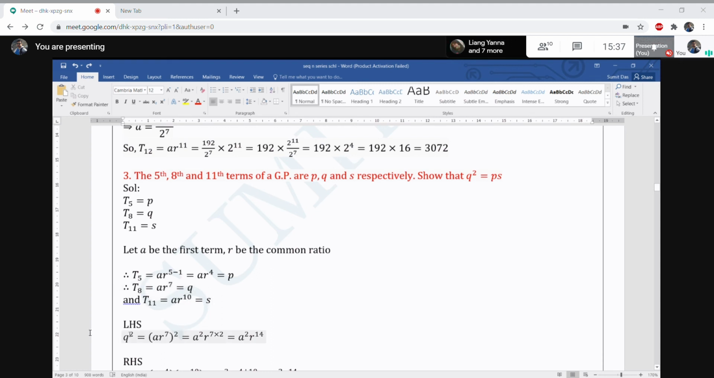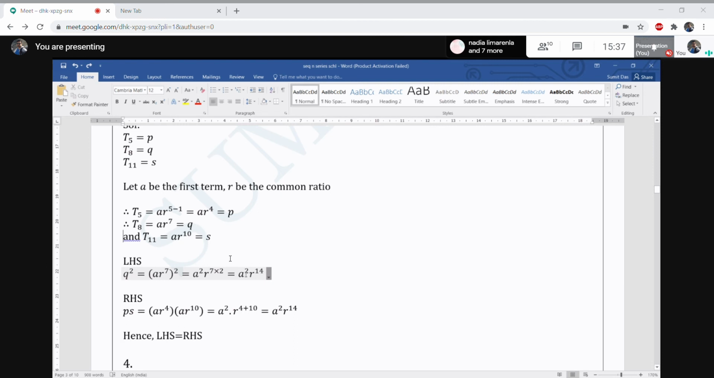Now on the left hand side, Q square is there, right? What is Q? Q means a r to the power 7. So just put the value: a r to the power 7, all squared. So a square, and r to the power 7 squared, so it will be multiplied. On the left hand side we got a square r to the power 14. On the right hand side, PS, just put the value of P and S.